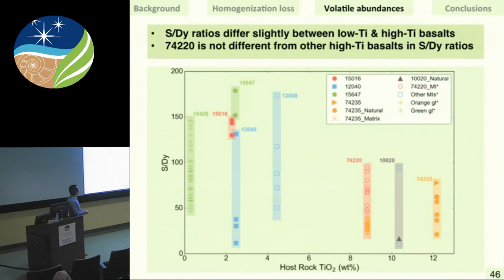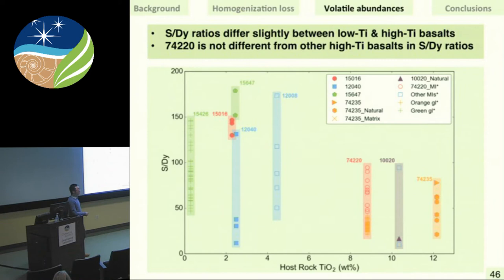This is because sulfur concentrations in the melt inclusions can be affected not only by degassing, but also by sulfide segregation during the crystallization of melt inclusions. So I converted this plot in a different way. In this plot, we plot sulfur dysprosium ratios in lunar melt inclusions against their host rock titanium concentrations.